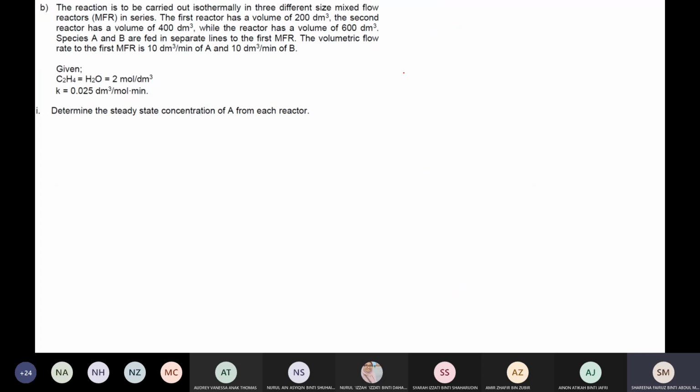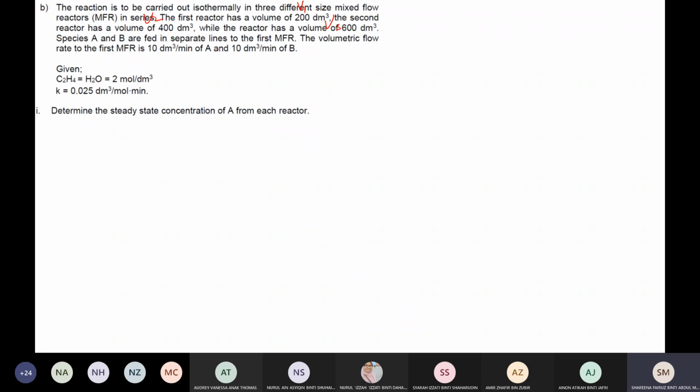Alright. Okay, so for number second. Okay, so the reaction is to be carried out isothermally in 3 different size mixed flow reactor in series. The first reactor has a volume of 200. Okay, so sekarang V1 dia adalah 200 decimeter cube, and V2 adalah 400, and V3 adalah 600 decimeter cube. Species A and B are fed in separate line to the first MFR. Okay, so benda ni sebenarnya sama dia lebih kurang macam set 1. Cuma saya ubah sikit je kat situ, sebab I tak nak macam berlari sangat lah.